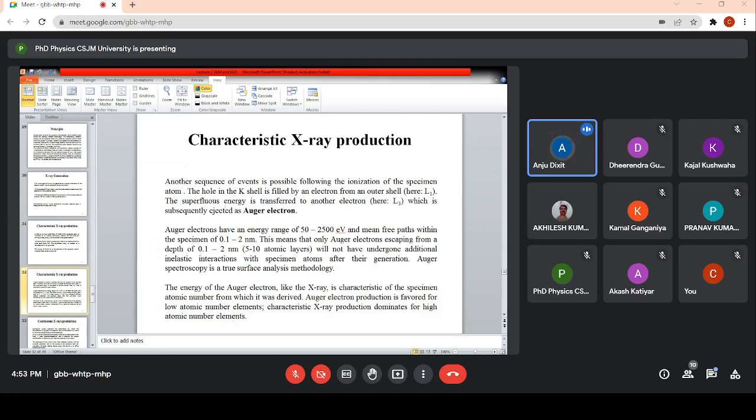So that phenomenon is also there in soft X-ray electron spectroscopy. The energy of the Auger electron, like the X-ray, is characteristic of the specimen atomic number from which it was derived. So Auger electron production is favored for low atomic number elements. Characteristic X-ray production dominates for high atomic number elements.